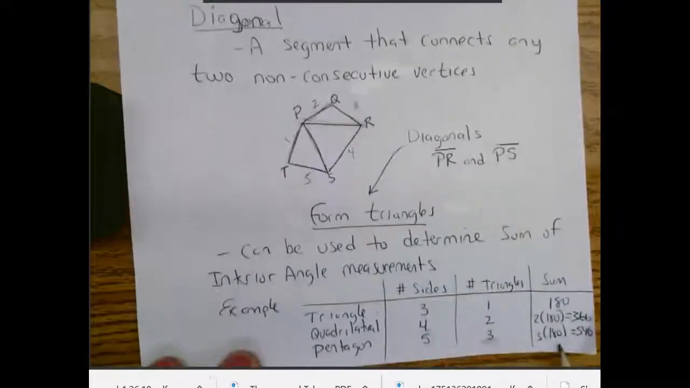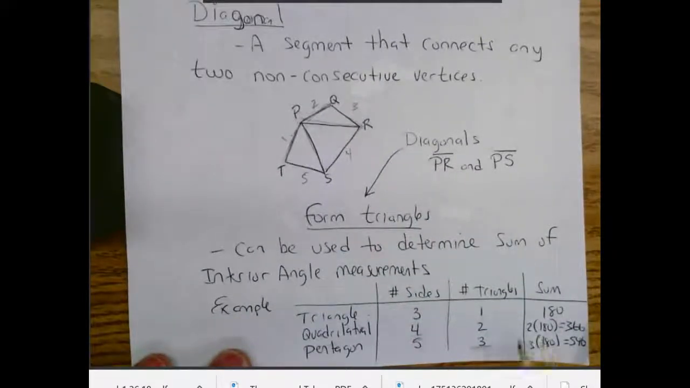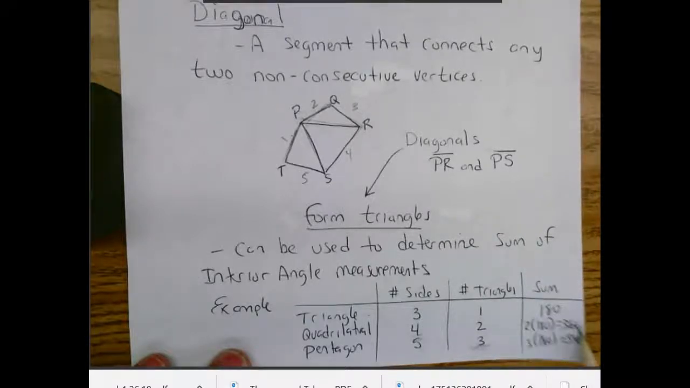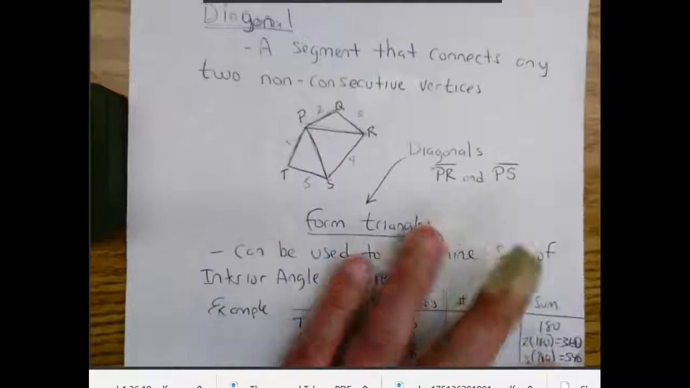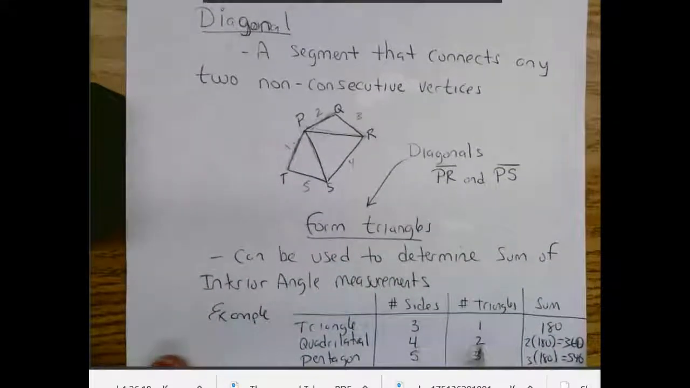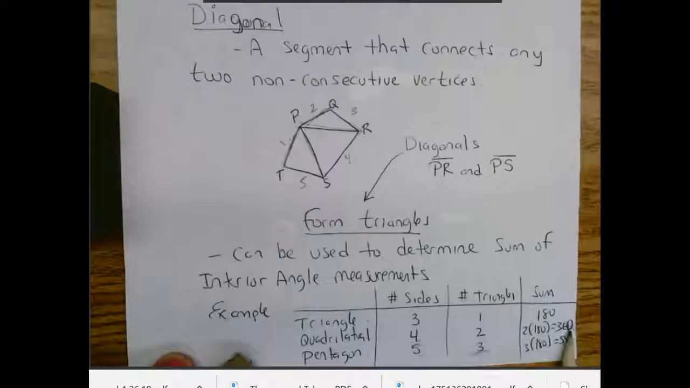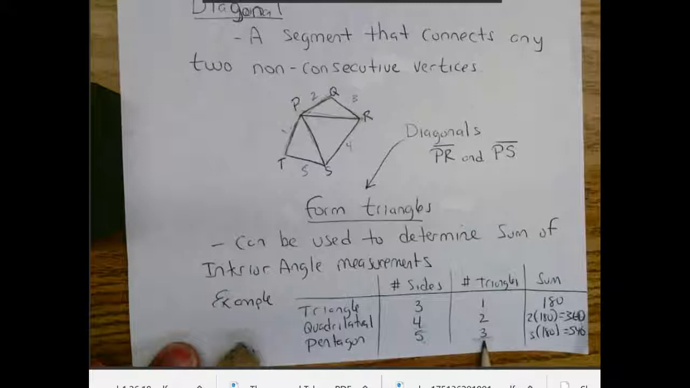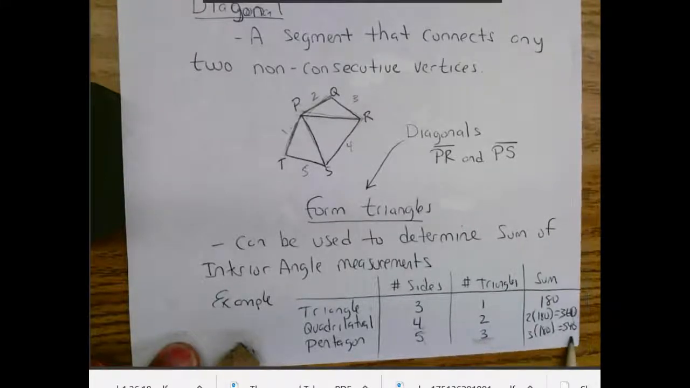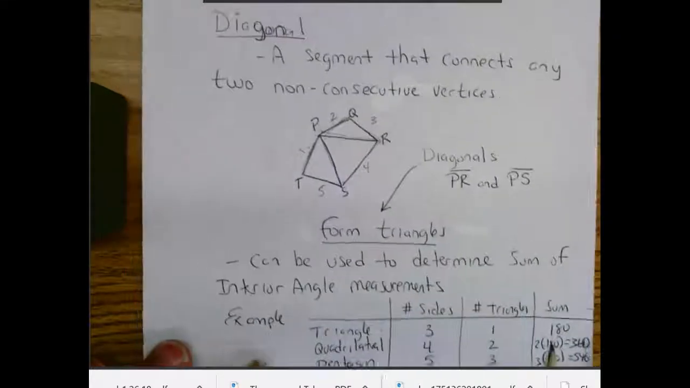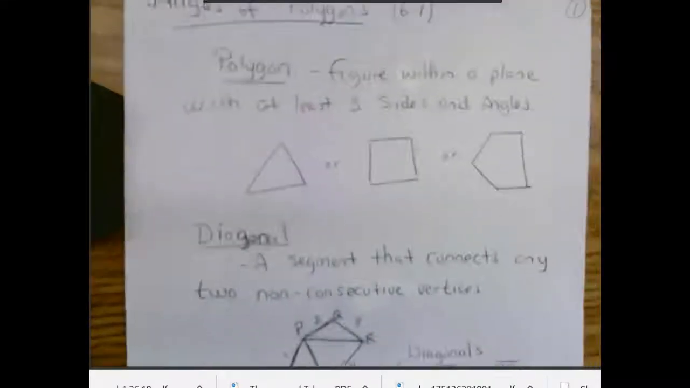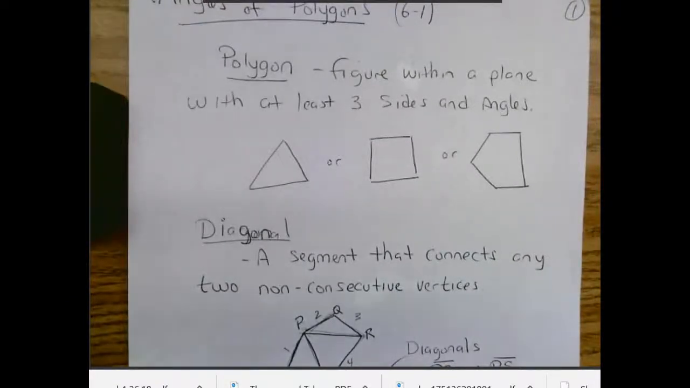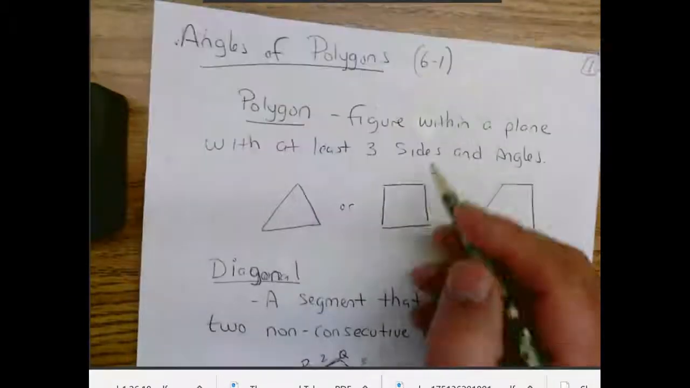And then we would figure out these. If you see over here, let me bring that up a little bit. Depending on how many triangles we have, we just multiply that by 180, and that gives us the total degrees of that figure. So quadrilaterals have 2 triangles, so they're equal to 2 times 180, or 360. And then pentagons have 3 triangles when we put those 2 diagonals in there. 3 times 180 equals 540. So that's the first thing you want to realize, that we can divide these figures up into different triangles by doing these diagonals.